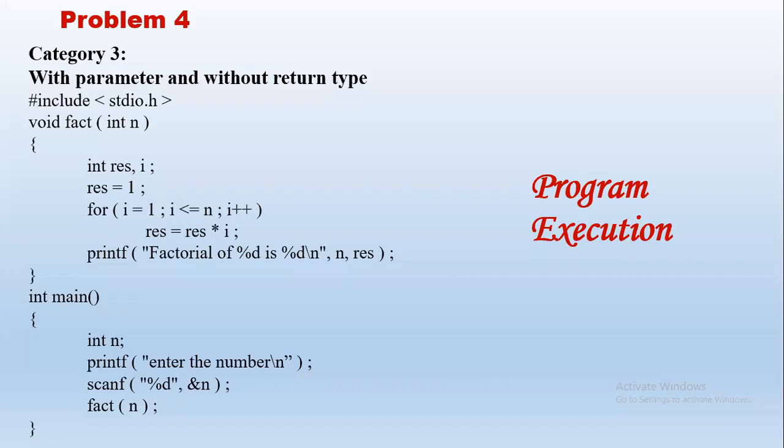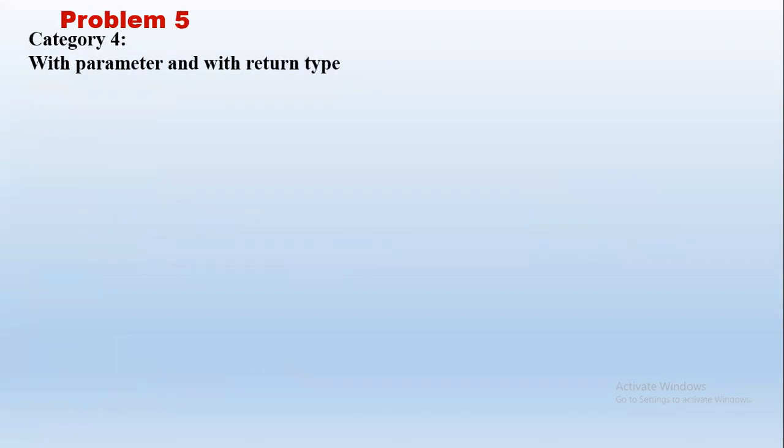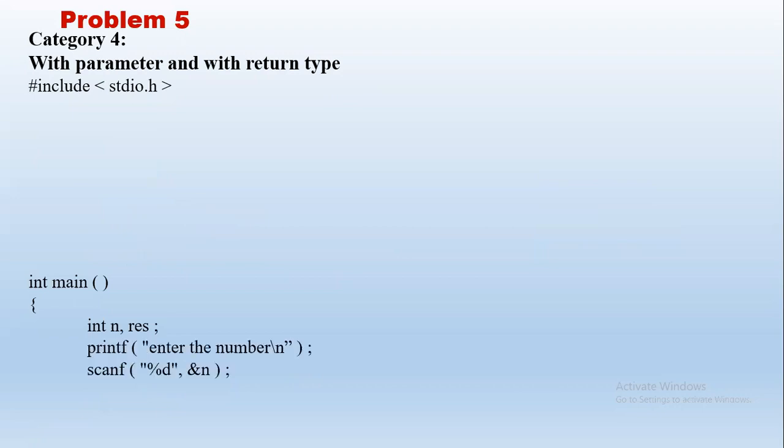Going back, we have seen 3 categories. Then we have the last, the 4th one, which is with parameter and with return type. That means we specify the parameter and we get back the return value, right? So in the main function, we declare n, which is the input, and result, which is the output. We are going to take input for n because we have to pass it as a parameter. Then we are going to get back the result. We will store it in RES.